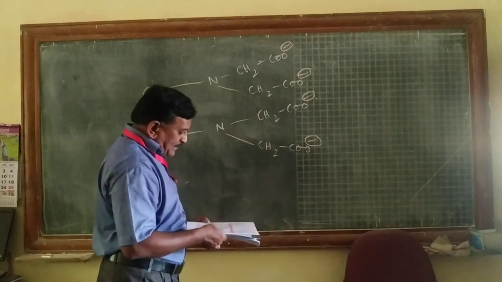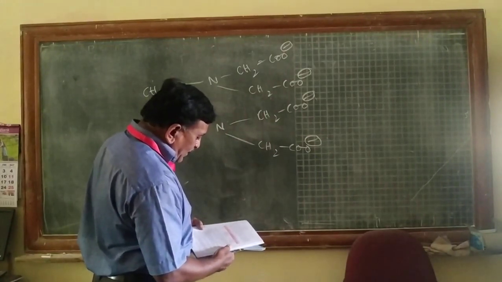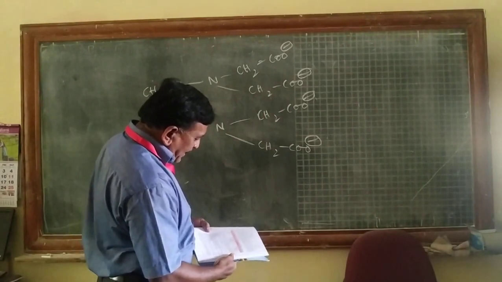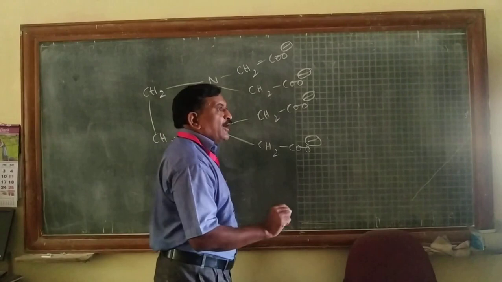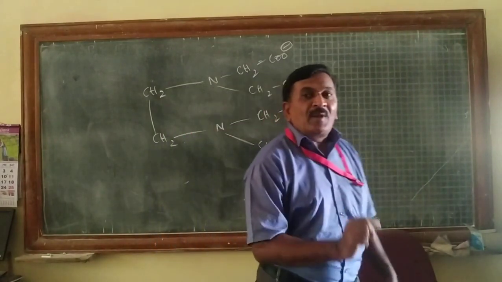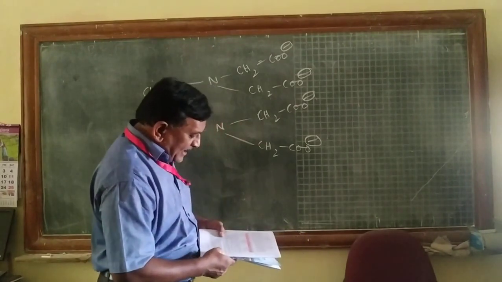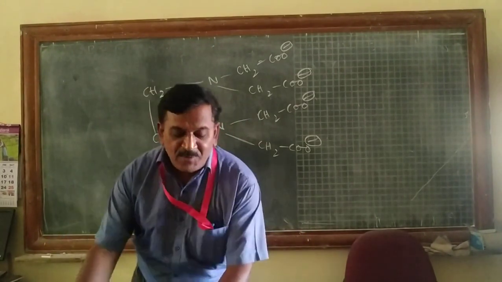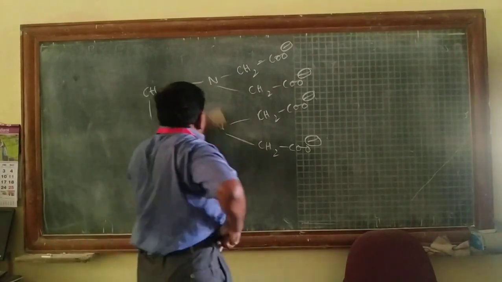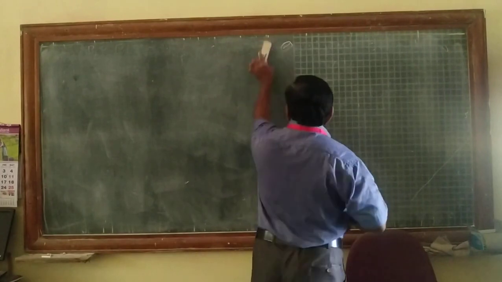The second postulate is that the primary valencies are normally ionizable and are satisfied by negative ions. So the primary valencies are ionizable, and they are satisfied by negative ions. For example, if we have a complex compound, as in this postulate.